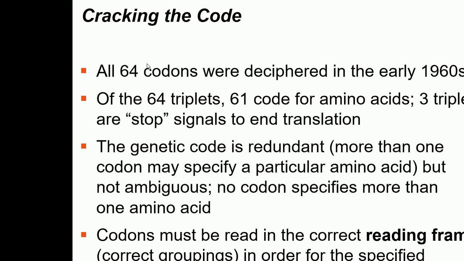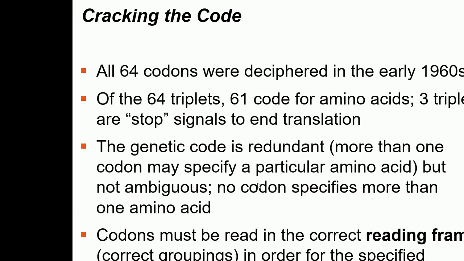So you know that there are 20 amino acids, but there are 61 codons, which means there is more than one codon for one amino acid. That is why we call the genetic code redundant. More than one codon may specify a particular amino acid, but no codon specifies more than one amino acid.